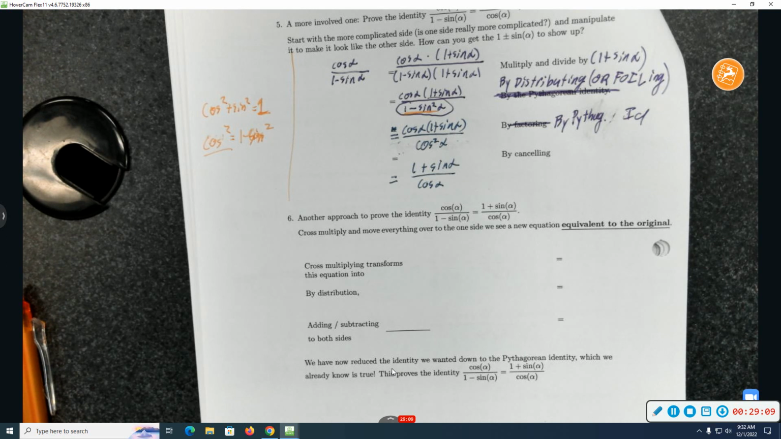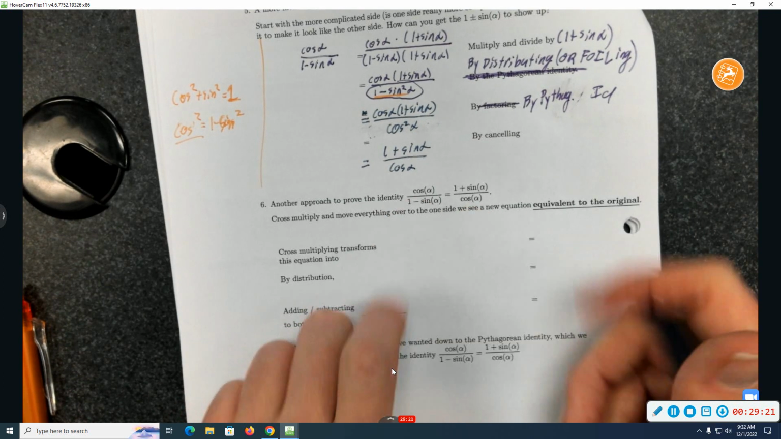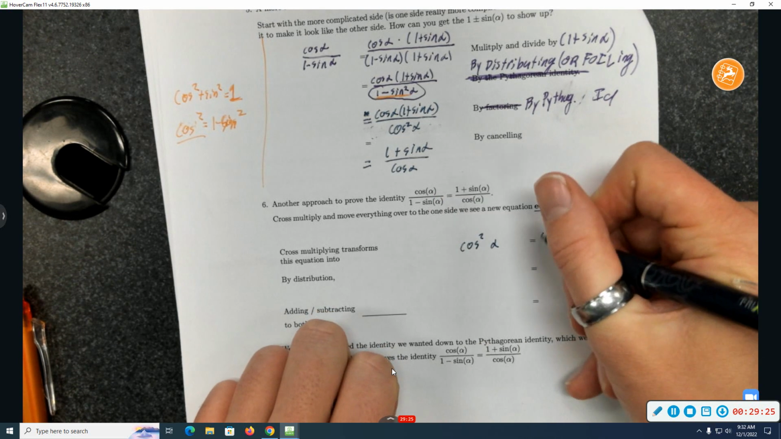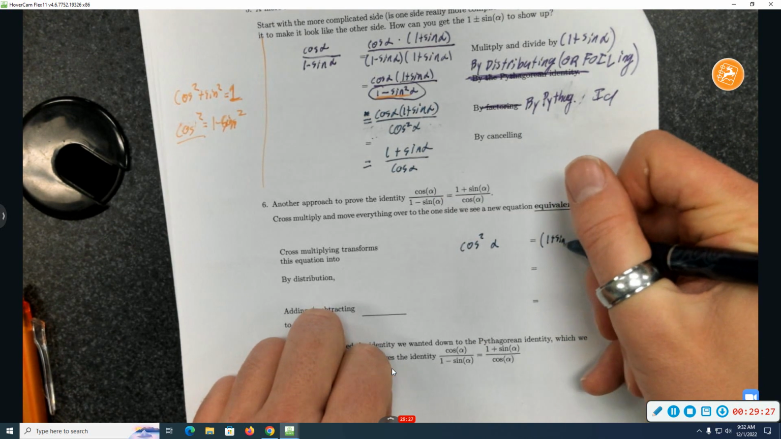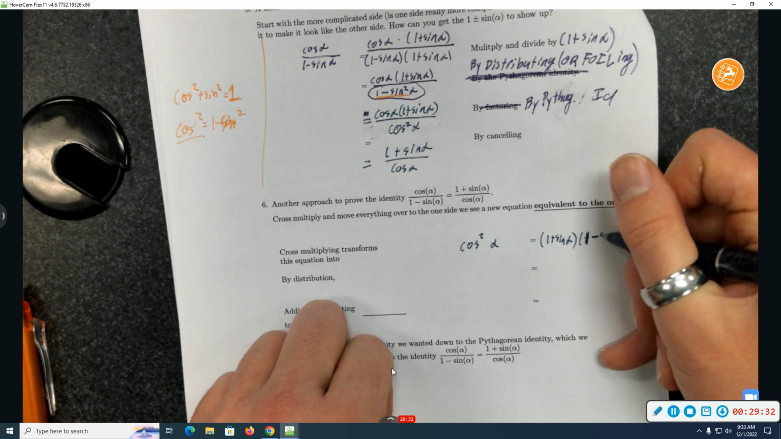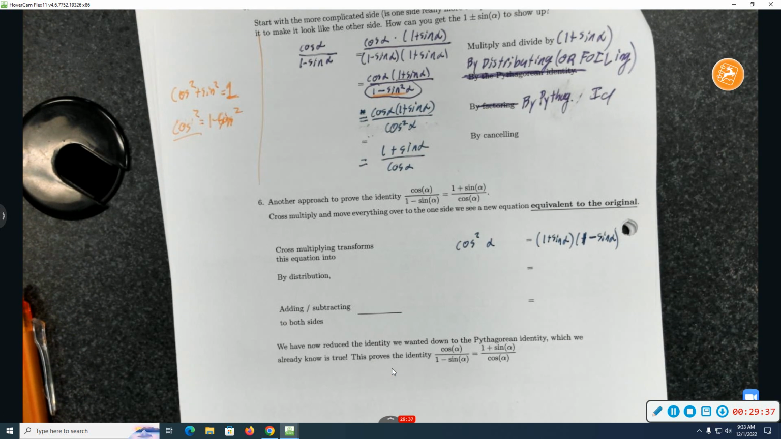Cross multiplying says whenever you see fraction equals fraction, you can multiply the denominators onto the other sides. So let's cross multiply. That'll transform this equation into cosine times cosine, cosine squared alpha, equals 1 plus sine alpha times 1 minus sine alpha. Whenever you see a fraction equals a fraction, you can cross multiply. The common denominator idea would work. I think it would just add an extra step.